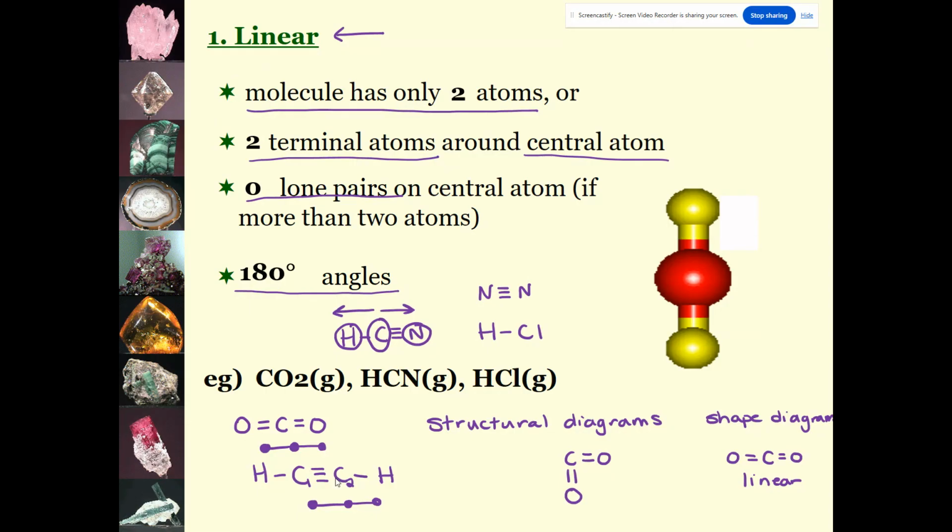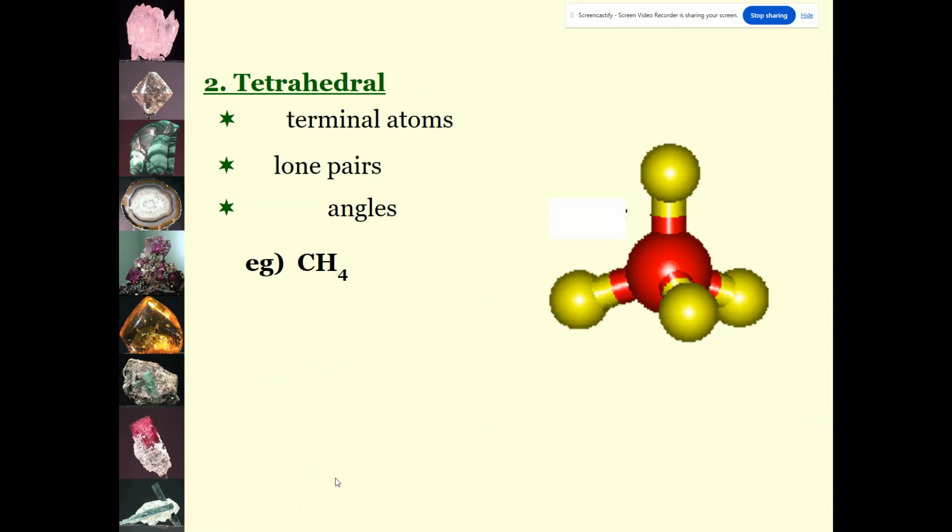All right, the next shape we'll look at is tetrahedral. Tetrahedral is a 3D shape that we're going to draw. Okay, and I'll show you how to draw this 3D shape. So first of all, tetrahedral exists when your central atom has 4 terminal atoms and there are no lone pairs. The bond angles to spread out in 360 degrees equally would be 109.5.